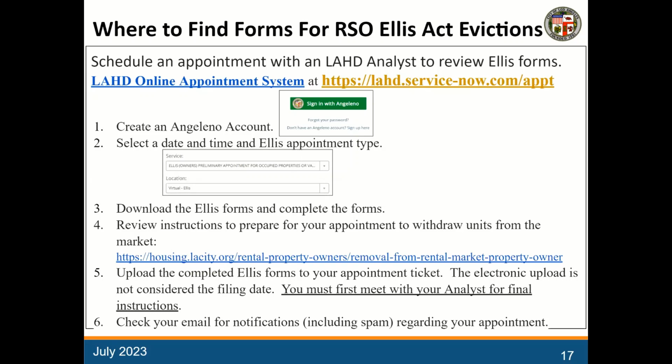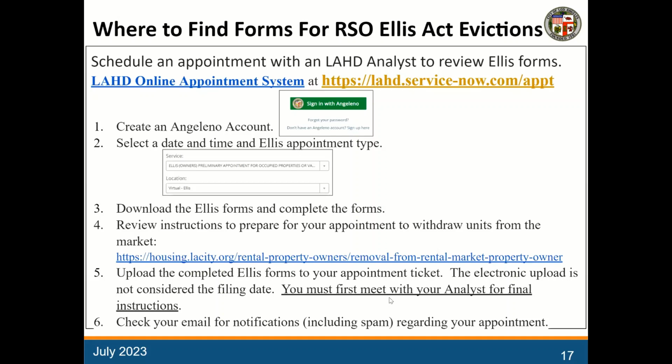And just important to point out, Ellis is specifically for RSO units. Units subject to just cause can be withdrawn from the rental market, but it's not an Ellis eviction. It's a different process. It's a declaration of intent to evict, and it doesn't trigger the Ellis Act. The Ellis Act is specifically for RSO units.